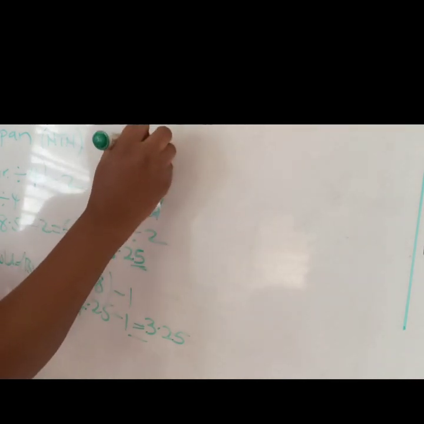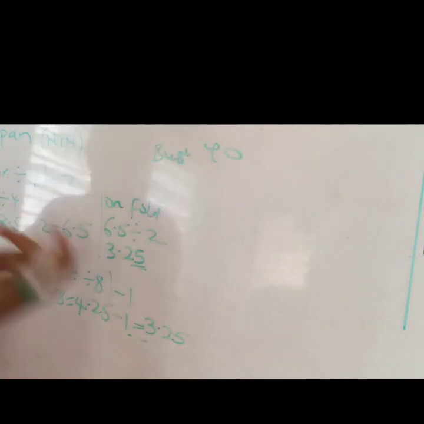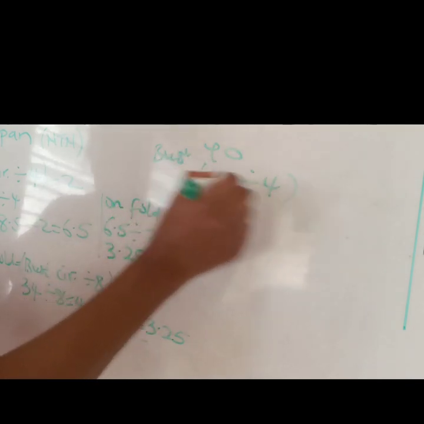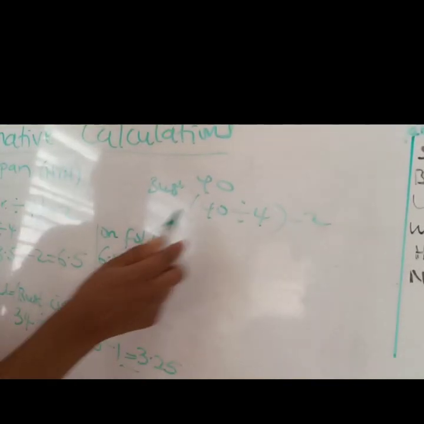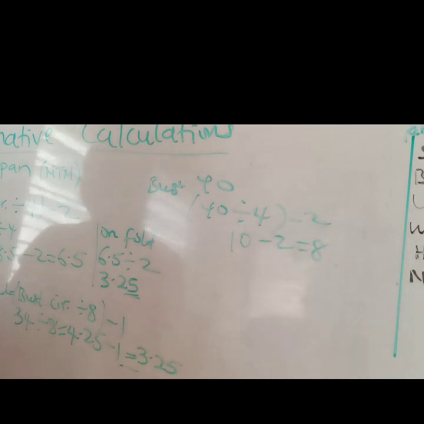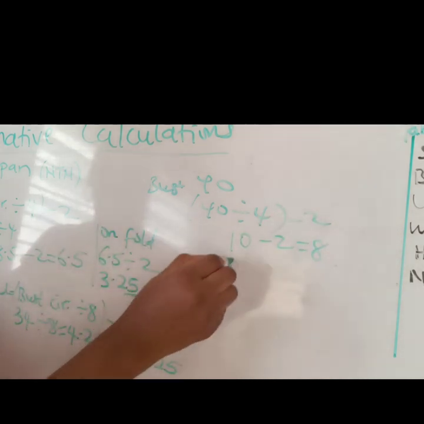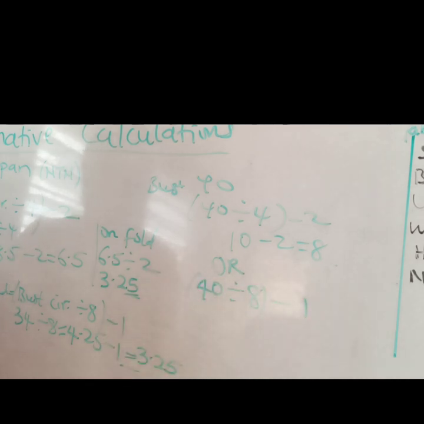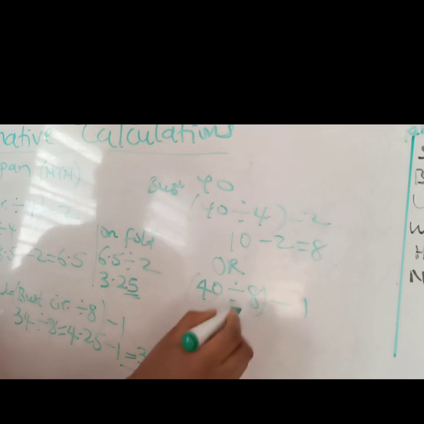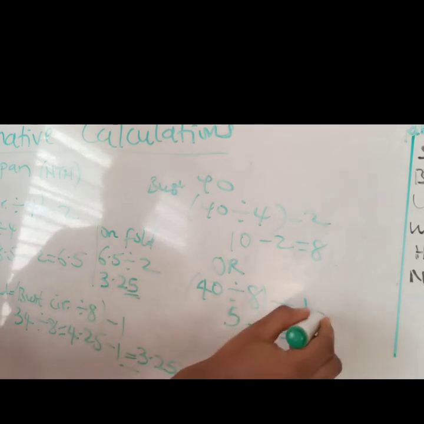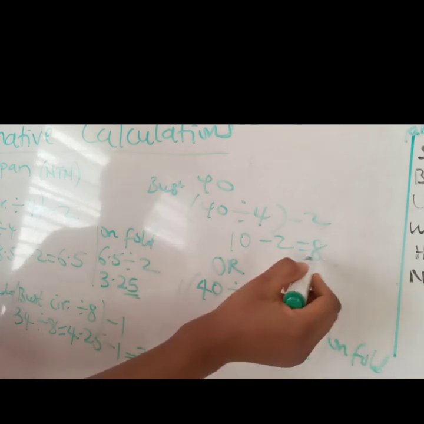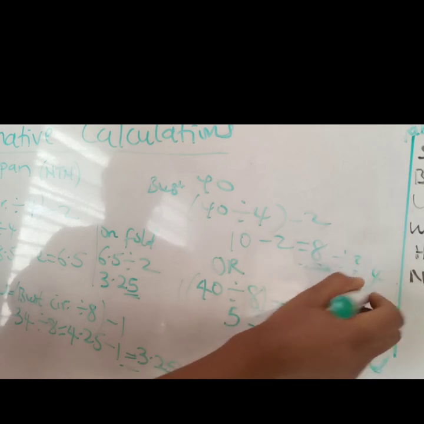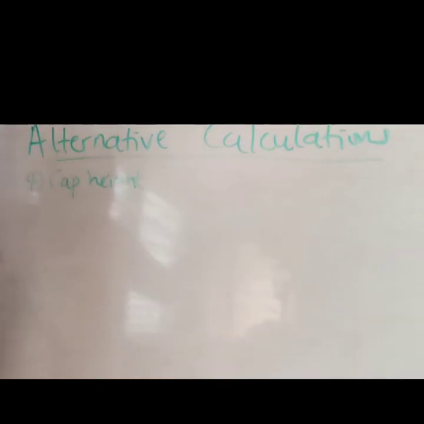Okay, so let's look at another example. Let's say bust 40. The first one says divide it: 40 divided by 4 minus 2. 40 divided by 4 is 10. 10 minus 2 is 8. Then the second one says divide the bust circumference by 8 minus 1. 40 divided by 8 is 5. 5 minus 1 will give us 4. So this one is unfolded. When you get this, your 8, this one is the span. If you now fold your fabric, you simply divide this by 2 and you will also have 4. So take note of both of them.